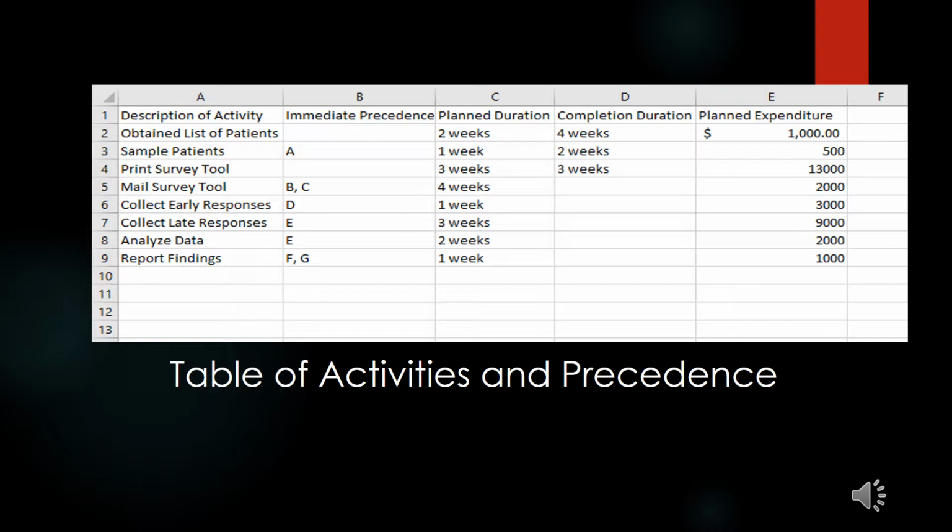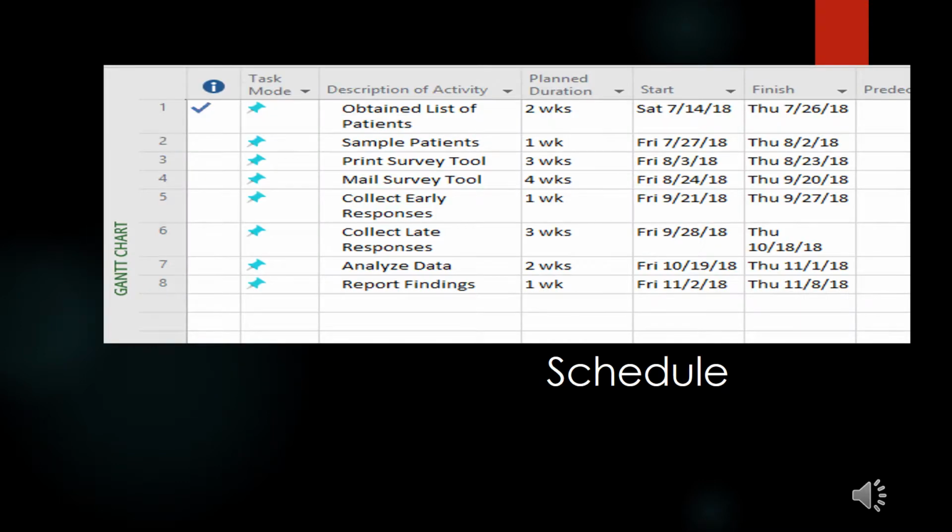To begin the assignment, insert the table of activities and precedence into your project management software. When working with project management software, the best way to obtain your Gantt chart is to first create a schedule of your activities. On this table, we see that we have the planned duration, the start date, and the finish date. This will help us generate a Gantt chart.